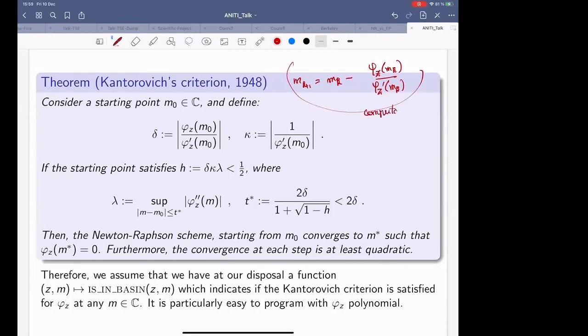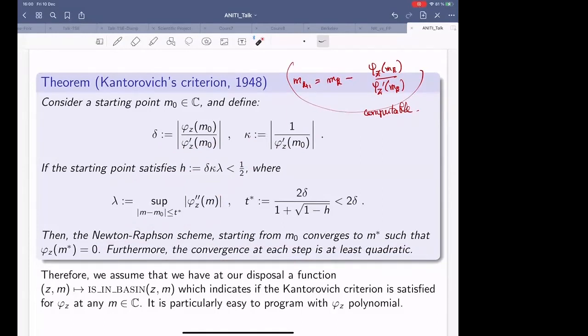And maybe this will converge, maybe not. But Kantorovich tells me it will converge with some criterion. You need delta kappa lambda smaller than half, where delta is this, kappa is this, and lambda is this, whatever. And if you check this, then it converges. And convergence is very fast. At every step, you double the precision. You square the error.